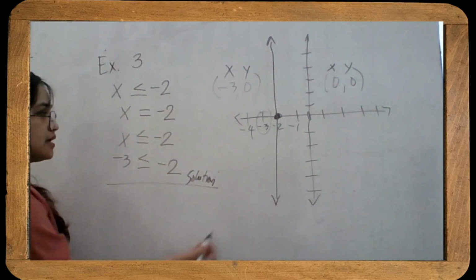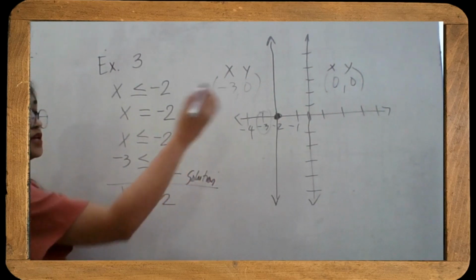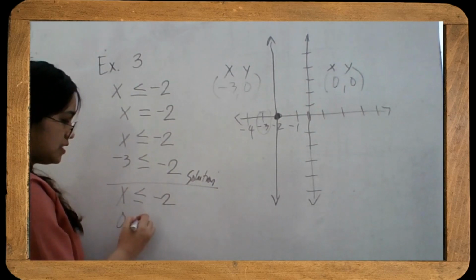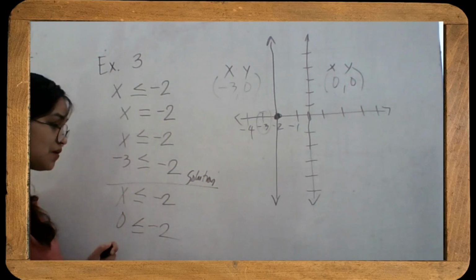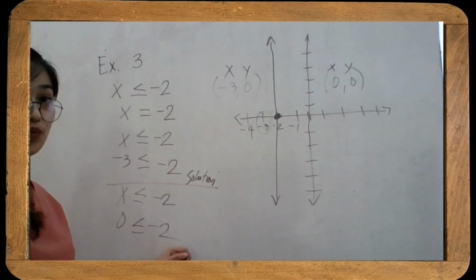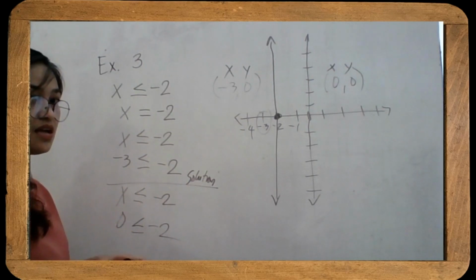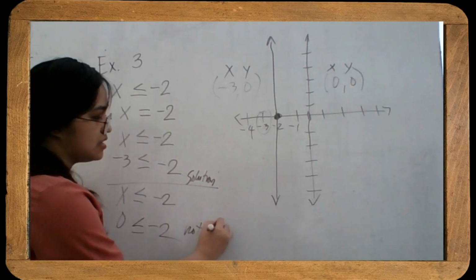How about yung isa? So, x is less than or equal to negative 2. And then we have the x coordinate 0. So, we have 0 less than or equal to negative 2. Is it true na ang 0 daw ay mas mababa kay negative 2? That's not true kasi mas mataas pa rin ang ating 0 kaysa kahit anong number na negative. So, this is not a solution.